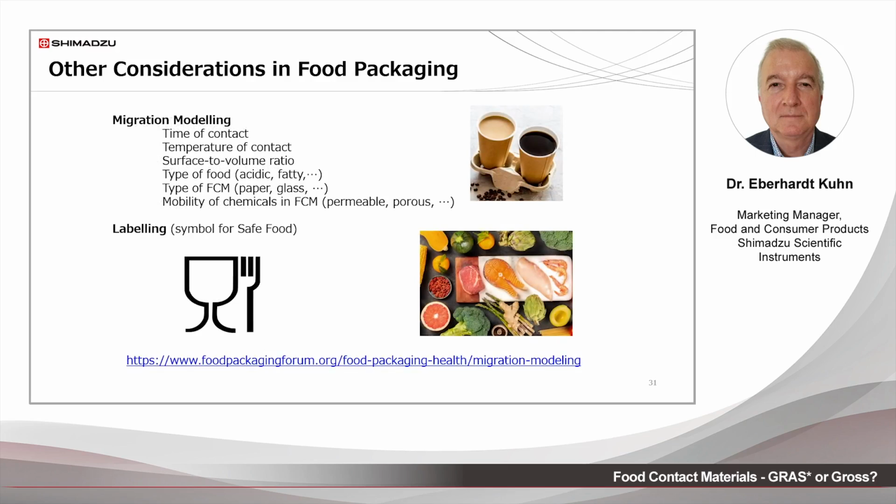People have actually done migration modeling. If you look at the bottom, there's a link to the food packaging forum that has done some of this migration modeling. For that modeling, they have looked at things like the time of contact and the temperature of contact. So for instance, if you take a look at that picture of the hot coffee, that hot coffee will extract more of the food contact materials than, say, an iced tea. Other things like the type of food contact material and the surface to volume ratio were also studied as part of this migration modeling. There is a label that you can look for. This glass and fork is a symbol for safe food.